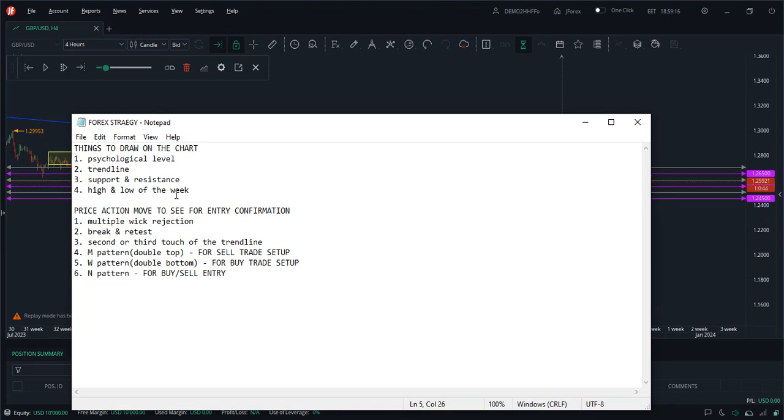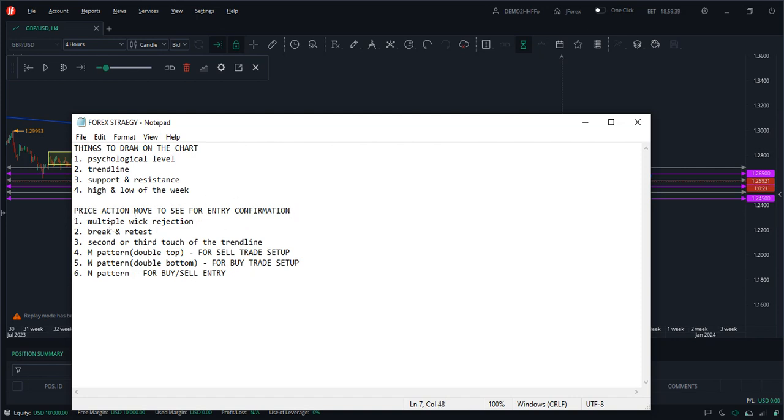Now, look at what we have here. We have what we've done so far: psychological levels done, trend line done, support and resistance done, high and low of the week done. These are the things to draw on the chart, and we've done all of them. So now we're moving to the price action, to see our entry confirmation.